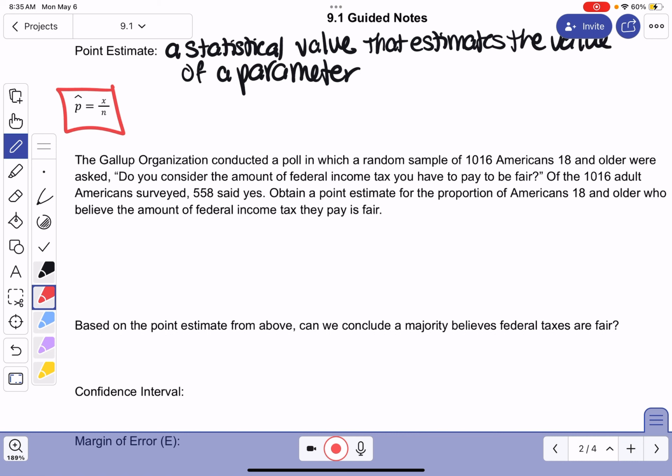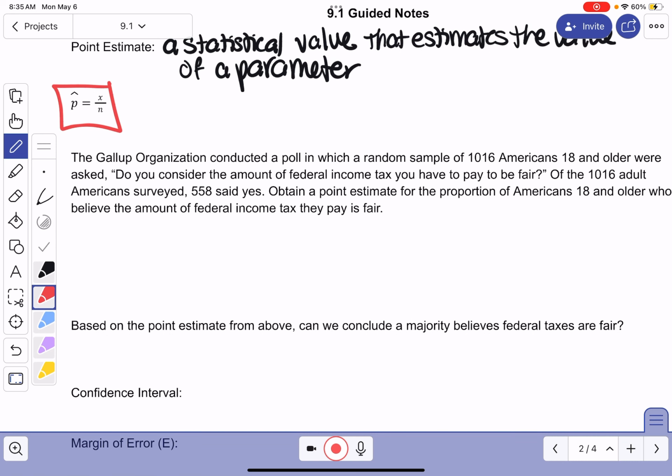So if we look at this, the Gallup organization conducted a poll in which a random sample of 1,016 Americans 18 and older were asked, do you consider the amount of federal income tax you have to pay to be fair? Of the 1,016 adult Americans surveyed, 558 said yes. Obtain a point estimate. So our x is the 558, that's how many said yes. Our n is the 1,016, that's how many we asked. So that's our p hat.